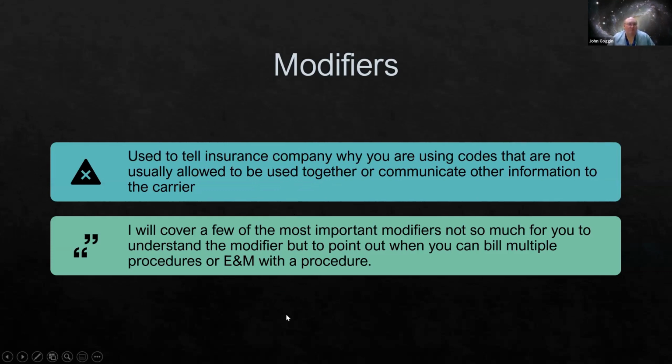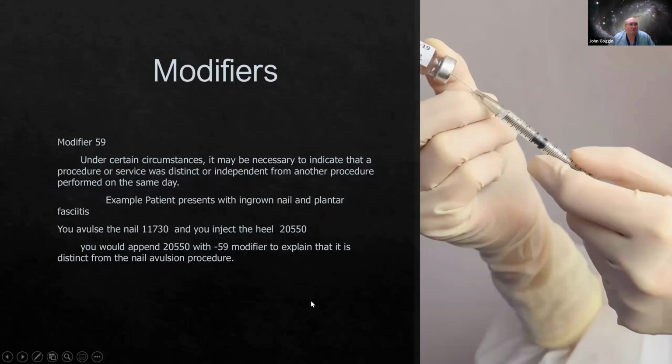And insurance companies will come back and take that money back, and Medicare will come back and potentially say you committed fraud. So you want to learn how to use these and use them correctly. So the probably most commonly used modifier is modifier 59. And modifier 59 is a modifier that tells the insurance carrier that I understand that these two codes are typically not supposed to be used on the same patient on the same date of service, but they're not related to each other in any way, shape, or form.